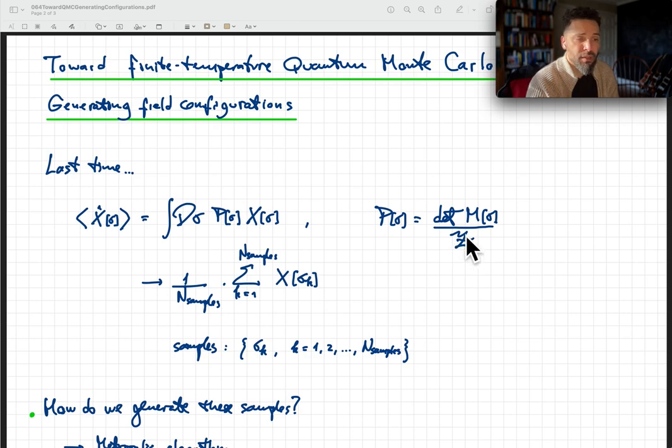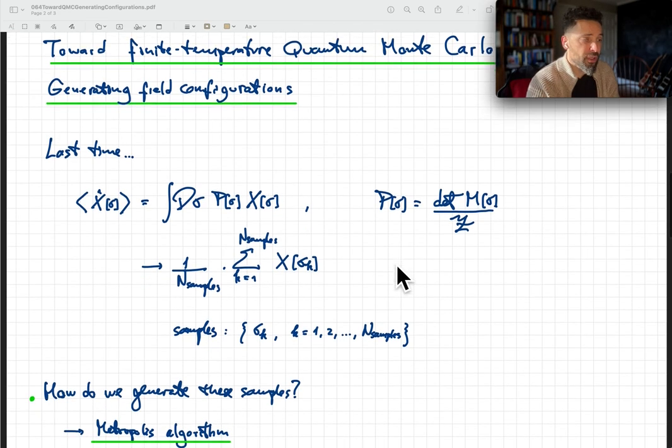Here, Z is the partition function, the grand canonical partition function, which, as we saw in previous videos, is just a field integral over just the determinant of M of sigma. In this case, once again, if you have more complicated theories with extra weights, extra exponentials and such associated with the field sigma, then Z is going to include those factors as well.